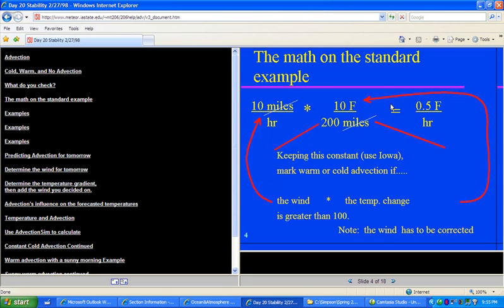10 times 10 is 100, divided by 200. The units here cancel out, and so we're left with 0.5 degrees Fahrenheit per hour. So we're saying the temperature changes by 0.5 degrees Fahrenheit per hour in our example. Now, since we're doing it for 2 hours, we multiply by 2, and we come up with a 1 degree Fahrenheit change in a 2-hour period. So therefore, that would be considered significant advection.